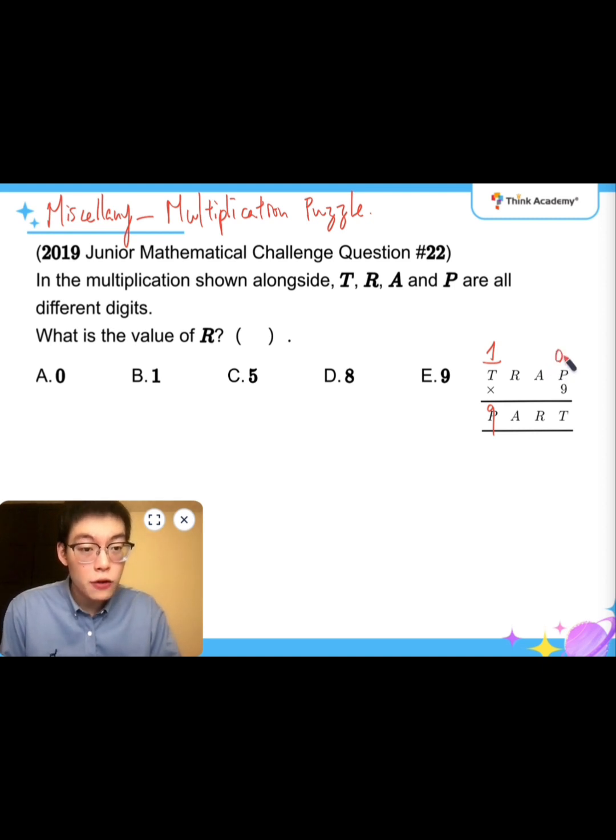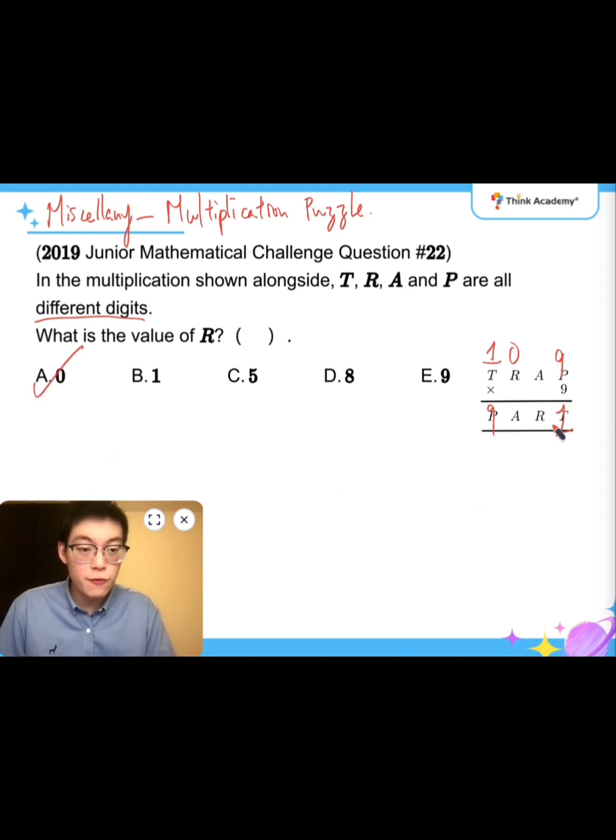And of course, this p is 9, this t is 1. Also, we know that there shouldn't be any carryovers from the hundreds place, right? So what multiplying 9 won't have a carryover? Well, you might say 1, yes, definitely, but we have already used the 1, and we know that they're all different digits. So the only possibility left is 0. So that's how we can find the value of r.